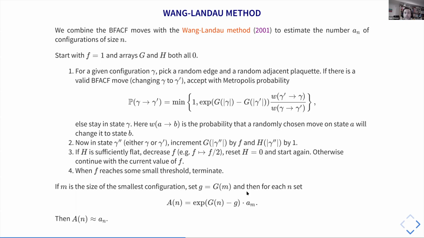What is AM? AM, that's a typo, sorry. There's no AM there, I think. That is possible. Oh, no, sorry, that's what I want. I just want to rescale all values by the number of polygons of size m, or the number of thetas of size m, where m is the smallest configuration. Then your approximate counts are what you get out of doing this calculation.